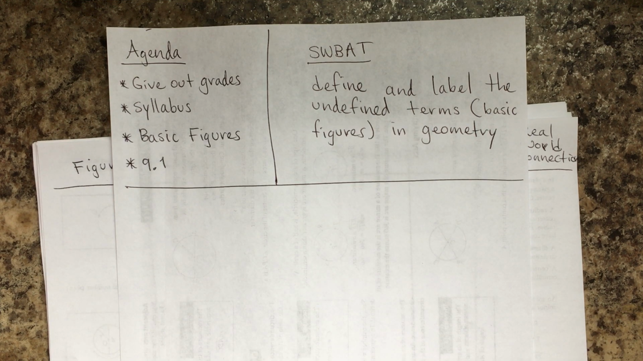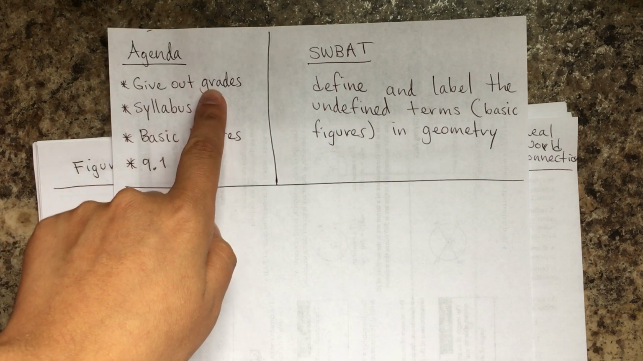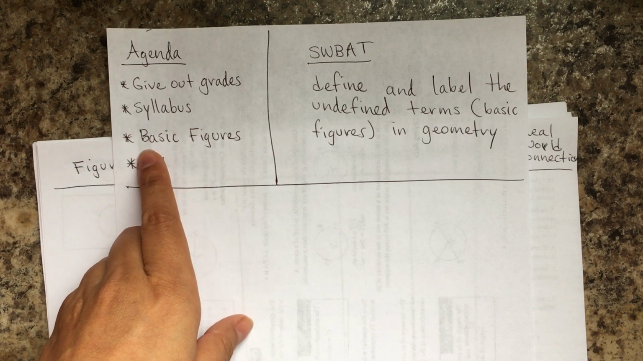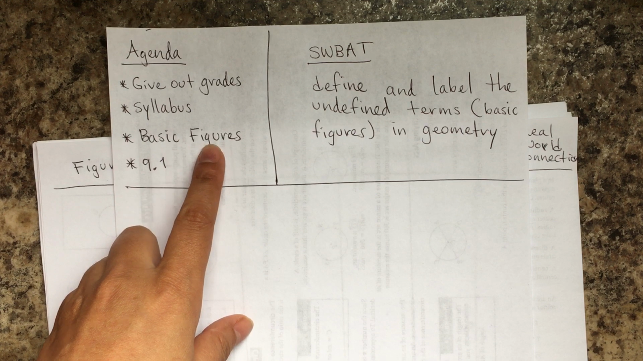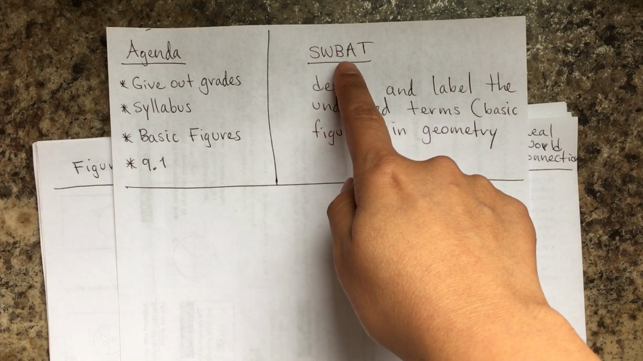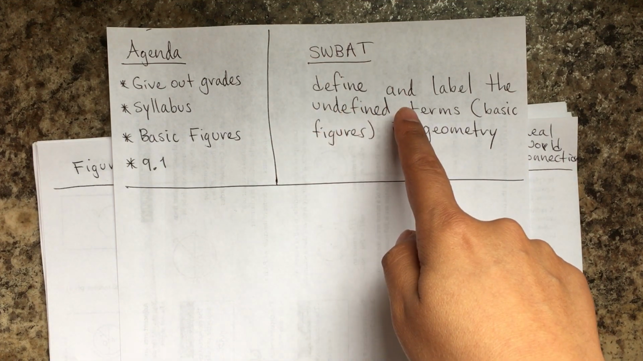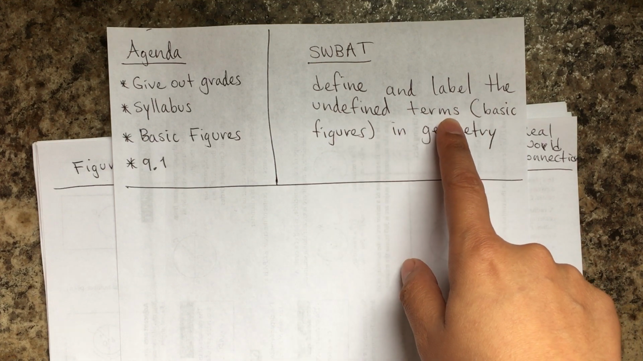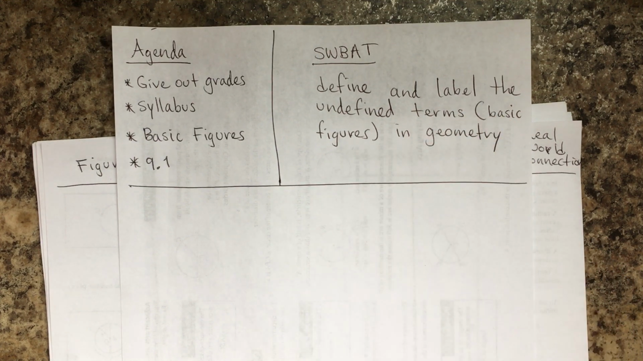Hello students, today's agenda is that you're going to get your grades from the previous quarter. We're going to go over the syllabus and we're going to learn about basic figures, and you will be able to do 9.1. Today students will be able to define and label the undefined terms, basic figures in geometry.